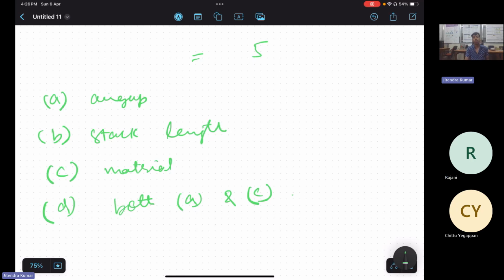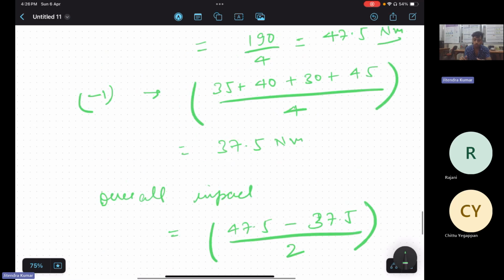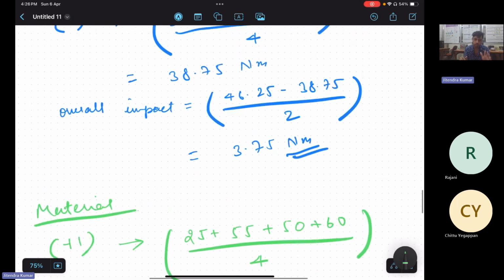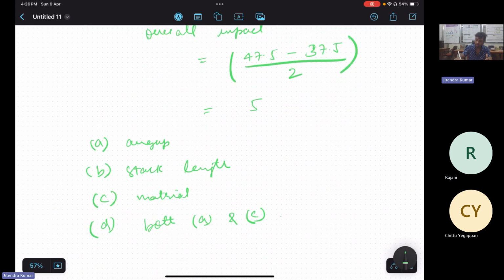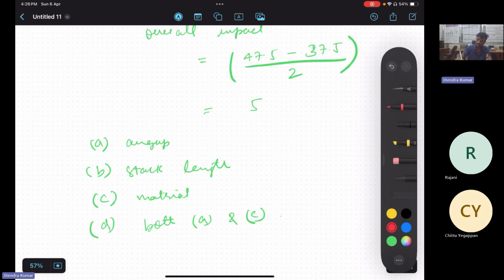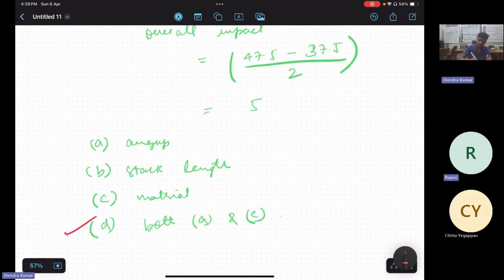But material is also playing a crucial role here, right? Almost 5 Newton meter difference is huge. On the other hand, 2.5 Newton meter or 3.75 Newton meter has the lowest impact. So we should go ahead with both option A and option C, so option D should be correct for this question.